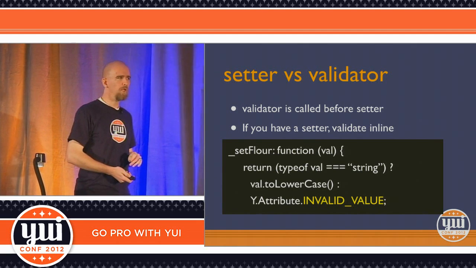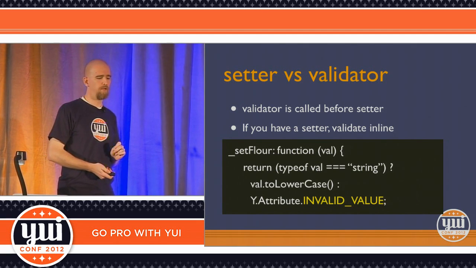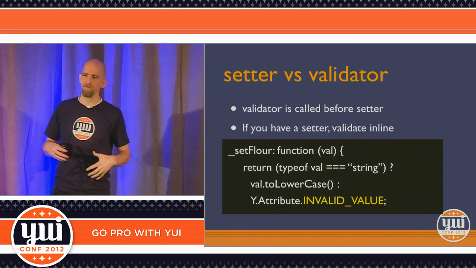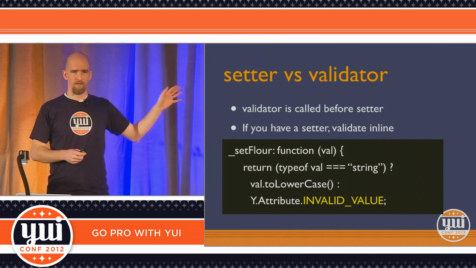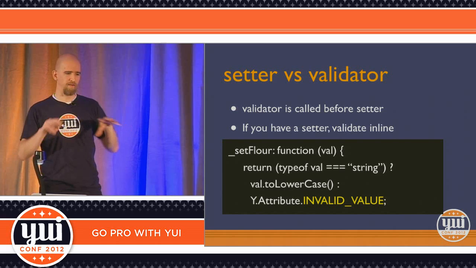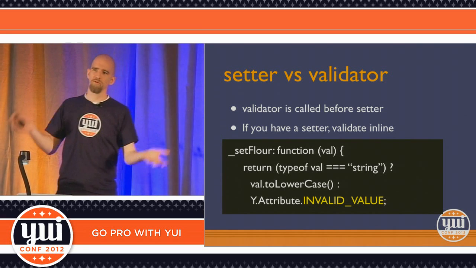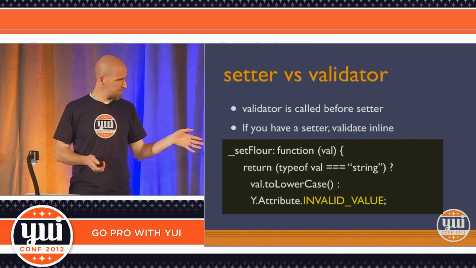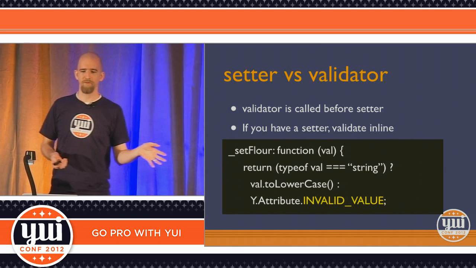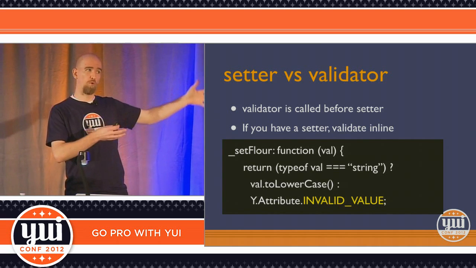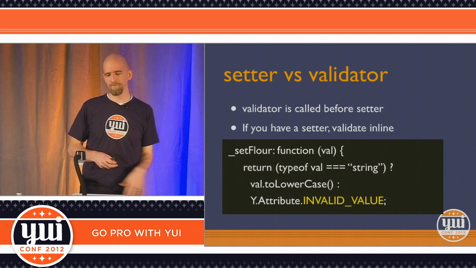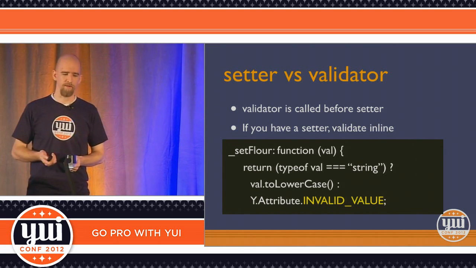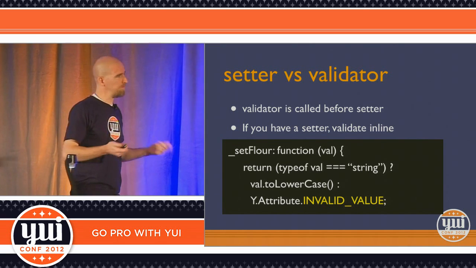Okay. If you have a setter that is doing input type normalization, taking in a variety of different values, then don't use a validator, because you're going to need to validate all of those different types in your validator and then also validate those different types in your setter. It's just duplicated code. We provided the static invalid value, Attribute.invalidValue, or Y.Attribute.Core.invalidValue if you're keeping it low level. And that's effectively like returning false from a validator.